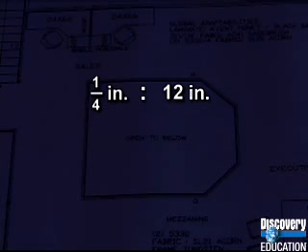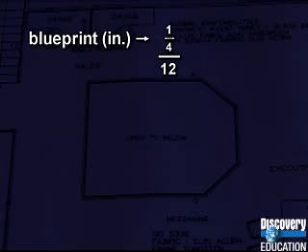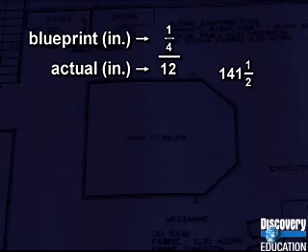A scale of 1/4 inch to 1 foot is the same as 1/4 inch to 12 inches. To find the length of the blueprint line, we set up a proportion that uses ratios of blueprint inches to actual inches. 11 feet 9.5 inches is the same as 141.5 inches.